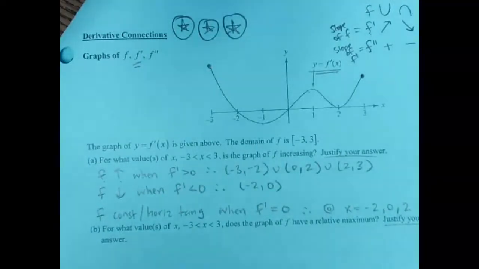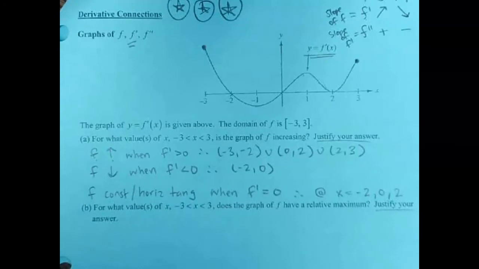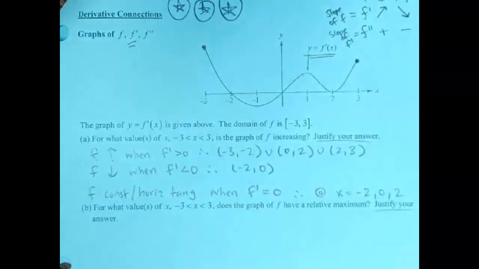Okay, so that's great. Part B, I'm going to try to scroll it, but also keep the graph on there, so I'm going to have to just gradually zoom out. Part B, for what values does the graph have a relative max? And we're going to do relative min also. So let's go for it.